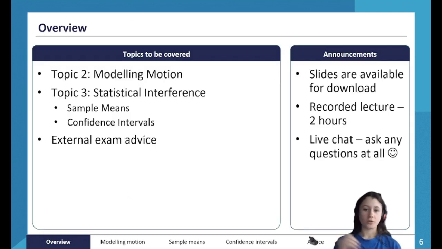I'll just give you guys a quick rundown of the structure for today. We'll go over modeling motion, then we'll go over statistical inference, and within that, sample means and confidence intervals. And then right at the end, I'll give you guys some external exam advice, particularly from somebody who, as I said before, got through specialist in one piece. I have plenty of tips for you guys.